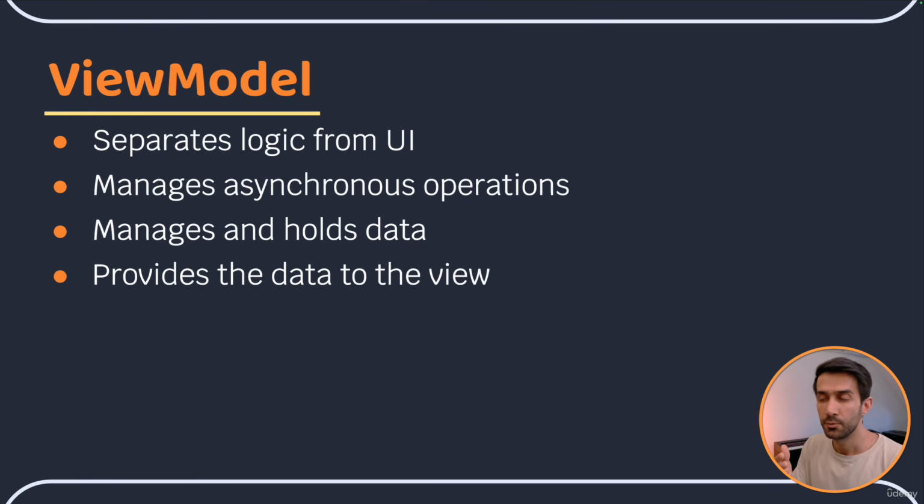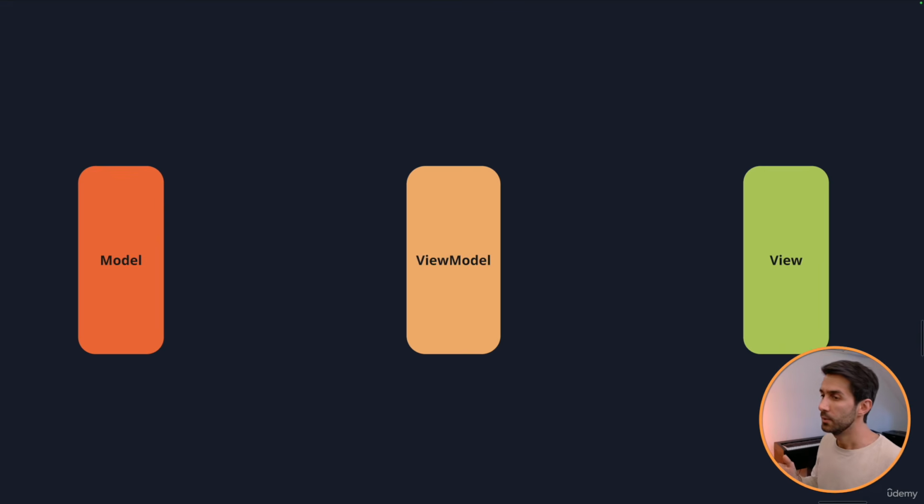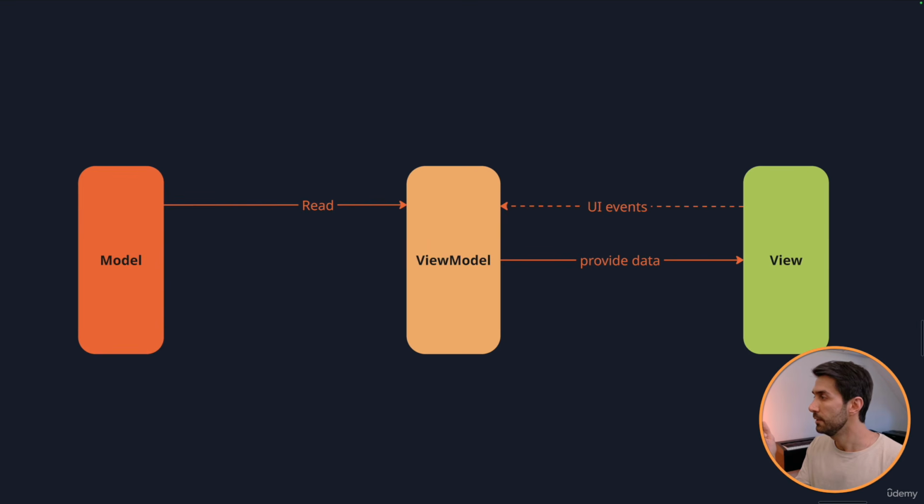So in a visual way, the MVVM architecture looks like this. So we have model, ViewModel, and view. ViewModel reads data from model and then provides that data to the view. And user interacts with the view, for example, presses a button. So UI event will be handled by the ViewModel, and then ViewModel writes that data to the model.